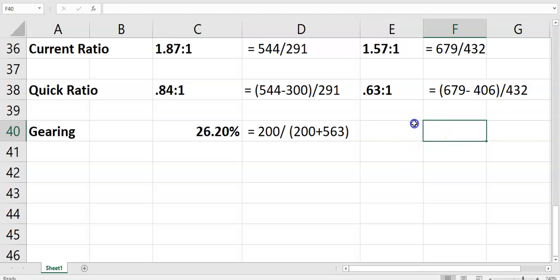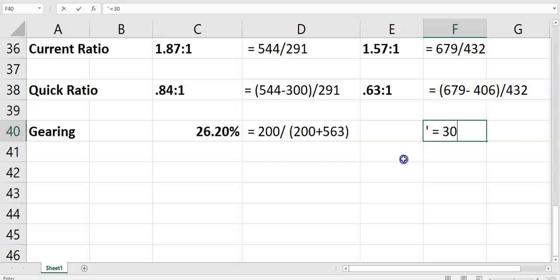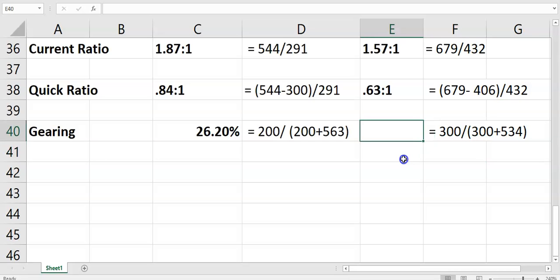This year we've taken on more debt. It's gone up to 300. And our equity is ballpark similar, 534. So 300 divided by 300 plus 534. So the percentage of debt in the capital structure now is 35.9%, in and around 36%. So what you're saying here is your gearing ratio has increased. The main driver of that is you've taken on extra debt.